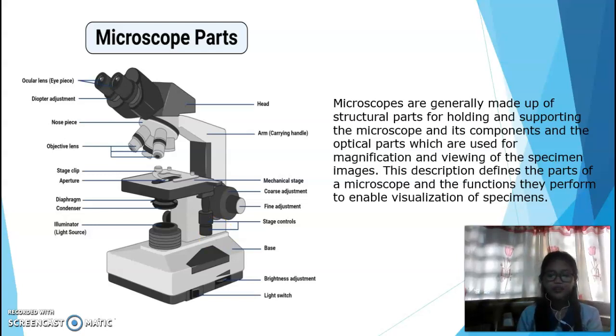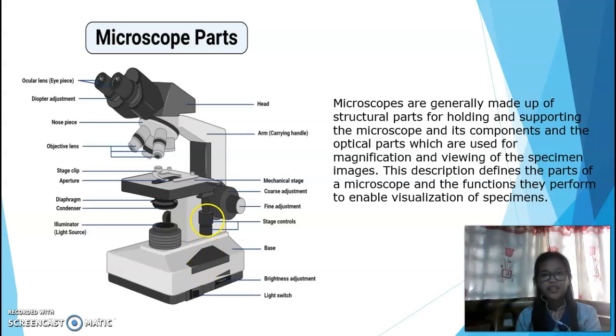There are three structural parts of the microscope. The first one is the head, also known as the body. It carries the optical parts in the upper part of the microscope. The second one is the base. This is the base. It acts as the microscope support. It also carries the microscope illuminator.